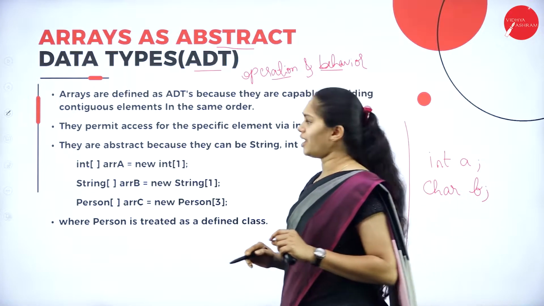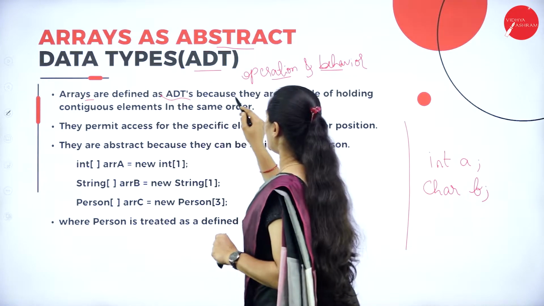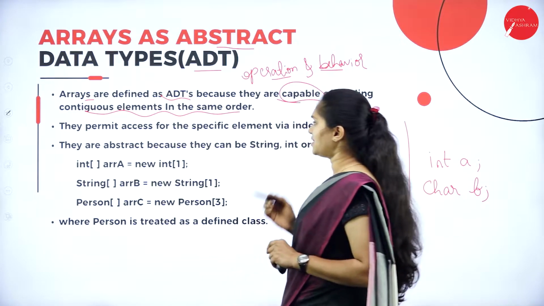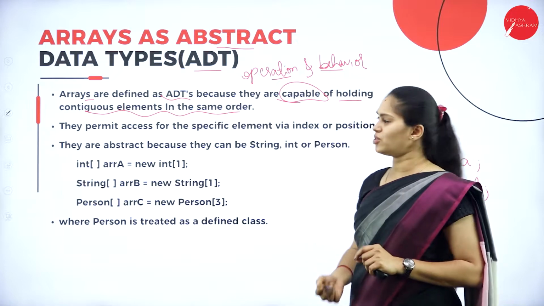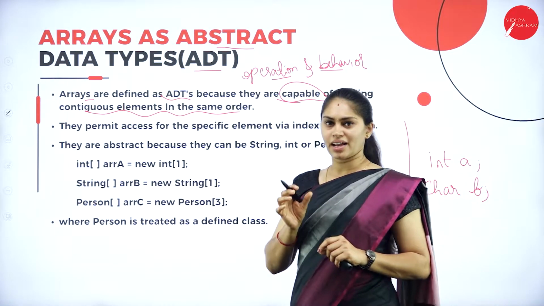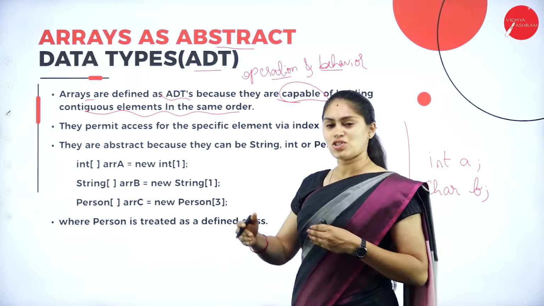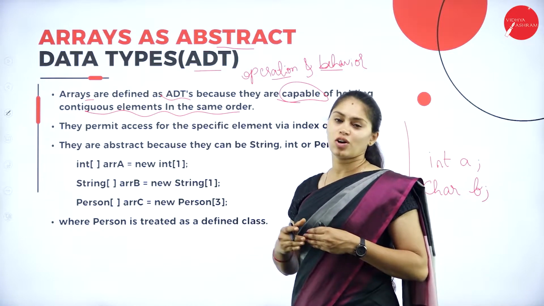We call an array an abstract data type because it is capable of holding contiguous elements in the same order. As we all know, when we call something an array, it is a collection of homogeneous elements, and that collection of elements will be stored in contiguous memory.